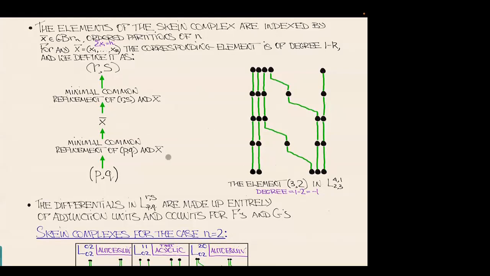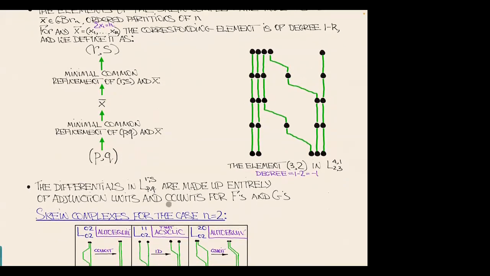And then there's pretty much the only thing you can do. You take a minimal common refinement of the middle, what you have to pass through, and where you start from. So for example, in this case, to get from 2.3 to 3.2, the minimal common refinement is 2.1.2. Here, similarly, if you have 3.2 and 4.1, the minimal common refinement is this. So you get this, and for every possible element of GBRN, you have one of these. And then the differentials, the degree is then just the number; in this case, an element of 3.2 has degree 1 - 2 - 1.